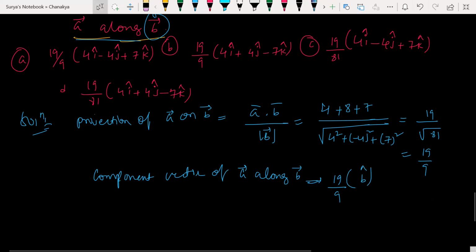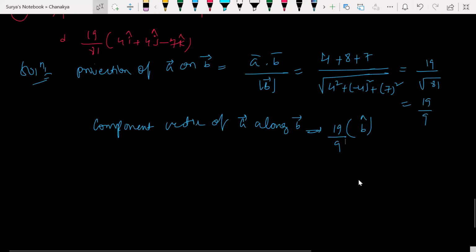Okay. So what is going to happen now? B cap is nothing but what I told you. B cap is nothing but B upon magnitude of B. B cap is nothing but B vector upon, let me write here, B vector upon magnitude of B. So 19 by 9 and B vector. What is the B vector?